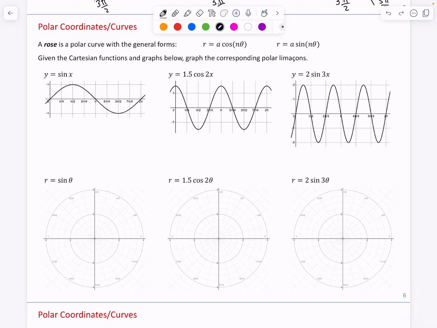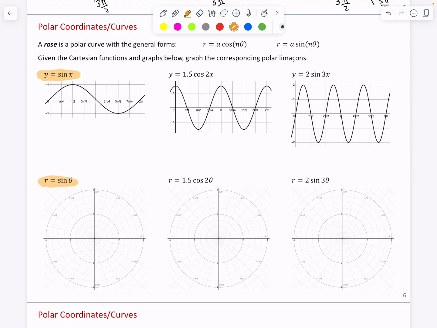Now, a rose is another kind of polar curve that has the general form r is equal to a cosine n theta, or r is equal to a sine n theta. We'll assume a and n are both positive, and that n is a whole number. So our first example is just y equals sine x, which has this general form. A would be 1 and n would be 1.